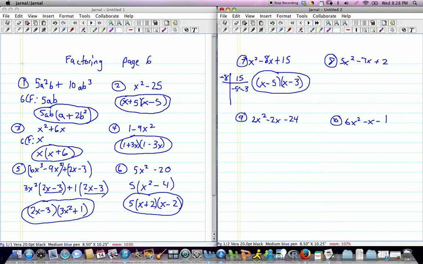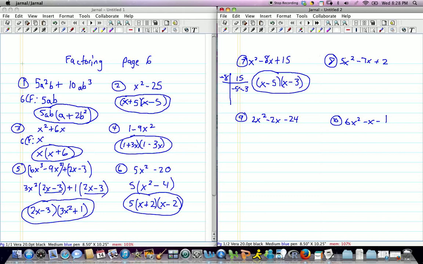Number 8, a little bit harder. They said to do this by grouping. So the first thing we're going to do is we can do that method, and then I can show you the box method on number 10, which is also similar to number 8. So the first thing we're going to do here, when you notice the first number in front of x squared is not 1, it's a 5.